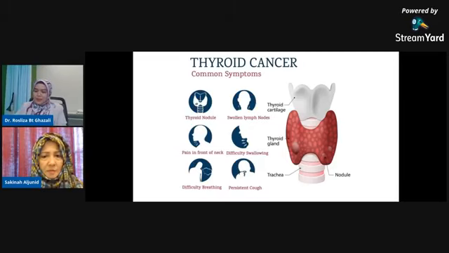Among the two, which is more serious, doctor? Which is more dangerous? Or is it the same? Both are dangerous. Both are different. Both are dangerous in what sense? What is the worst that can happen with either? Can both result in cancer?